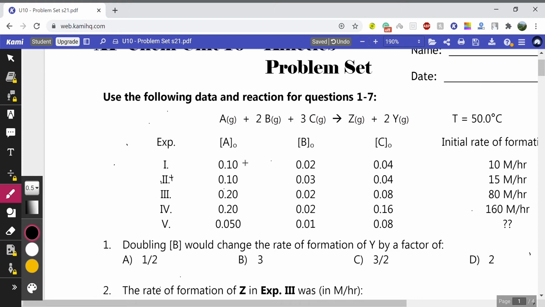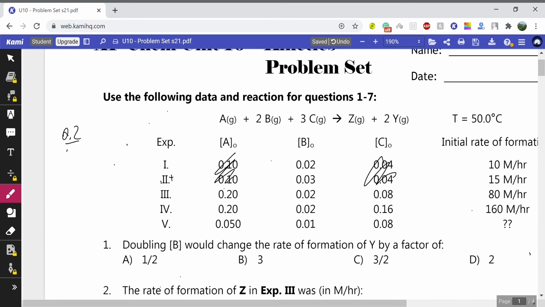Let's choose experiment 1 and experiment 2. What information can we gather from these two? A and A will cancel, C and C will cancel, leaving you 0.2 divided by 0.3 is equal to the rate 10 divided by 15. And 2 over 3 is equal to 2 over 3. So now we know that B is to the first power.